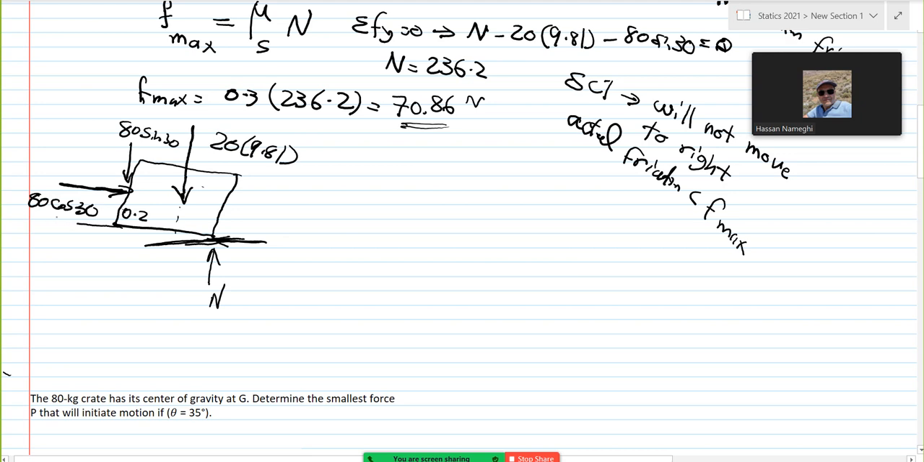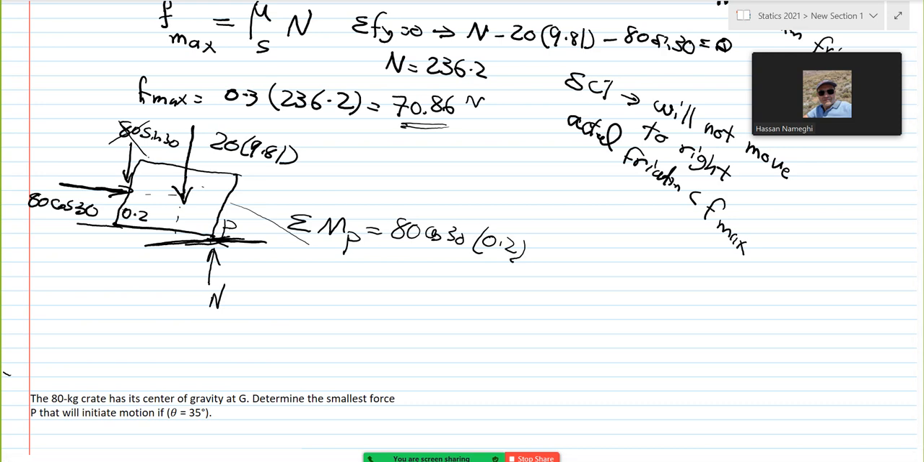That creates the rotation. What type of rotation about this tipping point? A clockwise rotation, right? So I'm going to call this P, and I do the sum of moments about P. Sum of moments about P is equal to 80 cosine 30 times 0.2. As I told you, this doesn't create moment, because there is no touch for it.